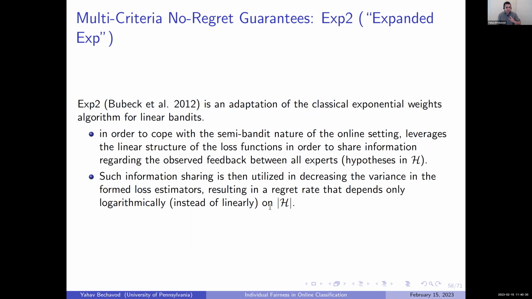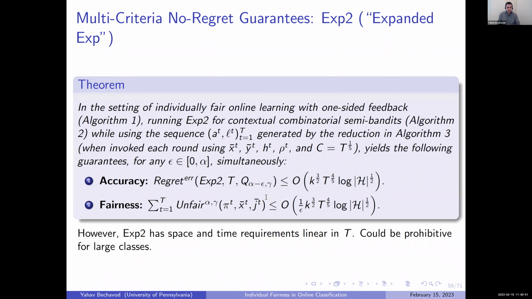So for exponential weight style algorithms, we can run the reduction and get simultaneous guarantees, but the downside is that this is inefficient. The time complexity and also the memory complexity is linear in the size of the hypothesis class. And these are the guarantees. We'll go back to this later.